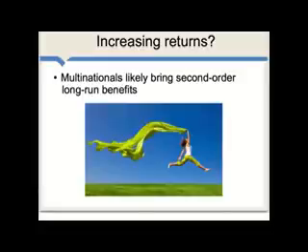Just to sum up, there really is a good deal of evidence that multinationals are likely to bring second-order long-run benefits to an economy. But it's not just the evidence. This is actually consistent with theory. In models with increasing returns and what are called agglomeration externalities, there tend to be benefits from creating a network of more productive firms with more knowledge and with higher paid workers, and multinationals help spread those benefits to a broader economy.